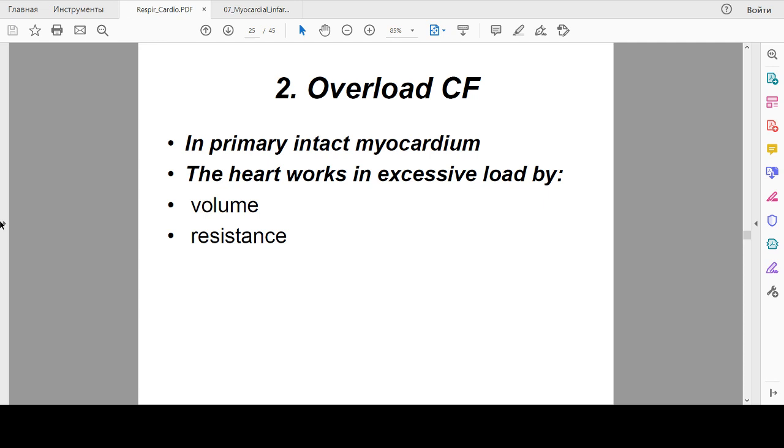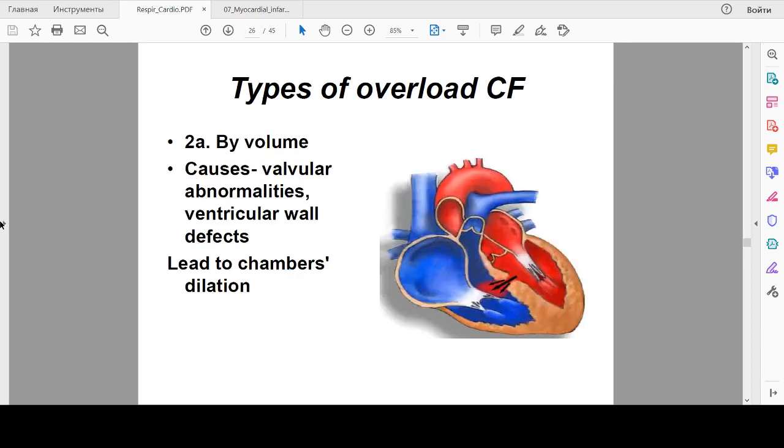Overload type of cardiac failure happens if it is a primary intact healthy myocardium. It's very important. Surely, later myocardium may be secondarily damaged, but primarily it is a healthy tissue. The problem is that the heart works in excessive load condition. Excessive load may be by volume, excessive volume, or excessive resistance, vascular resistance, I mean.